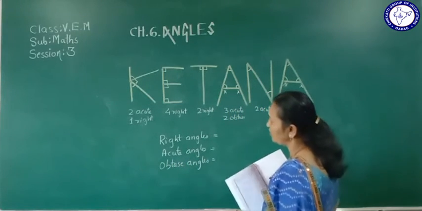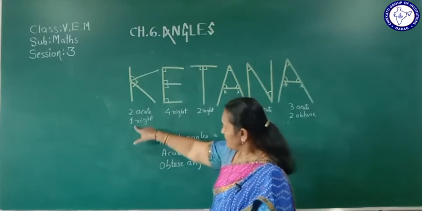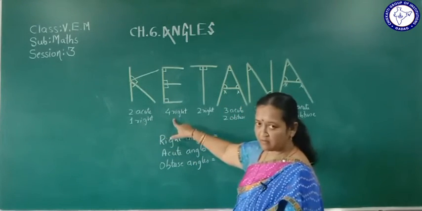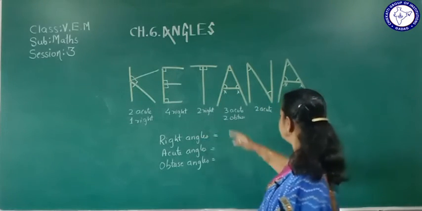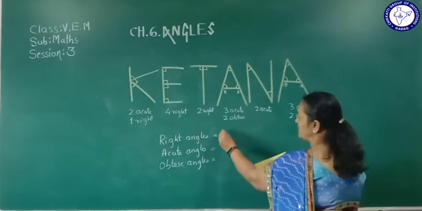So here how many right angles did we find? 1 plus 4, 5, 5 plus 2, 6, 7. 7 right angles in my name.